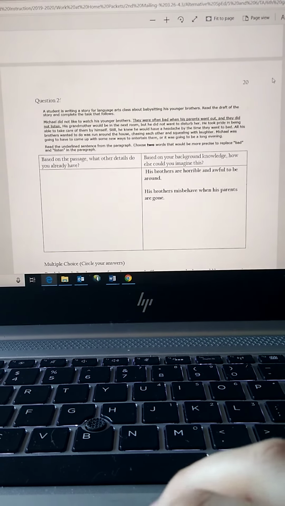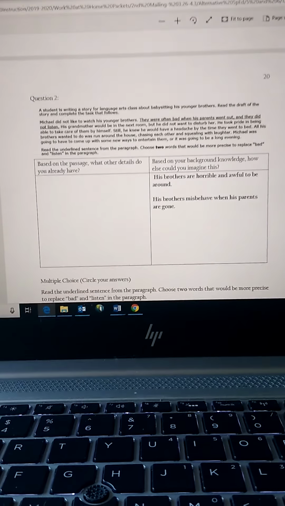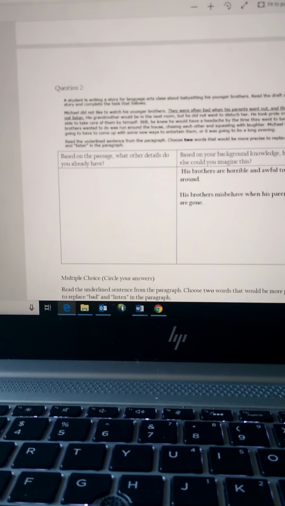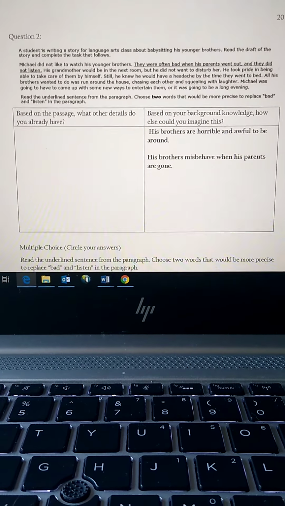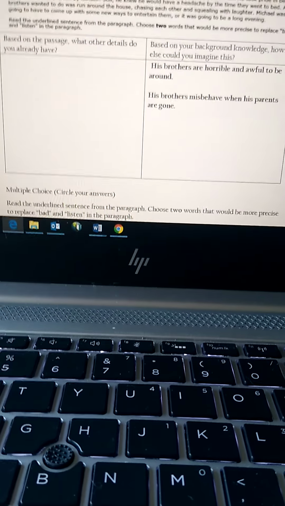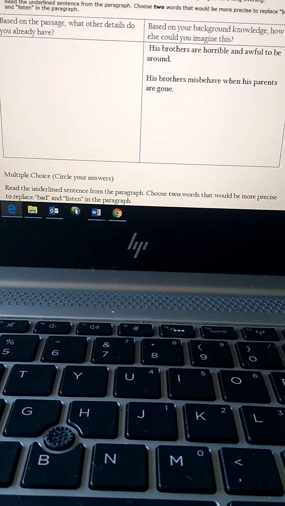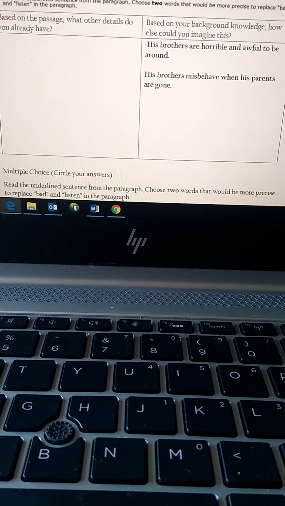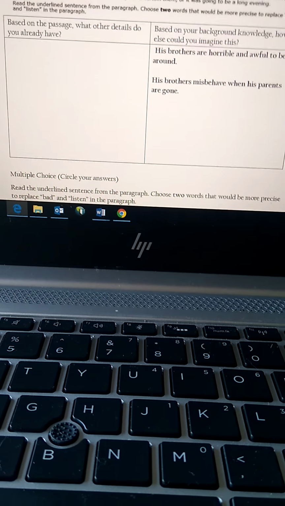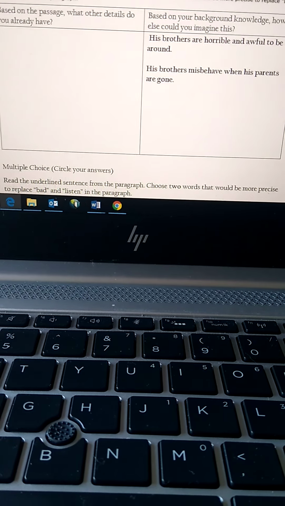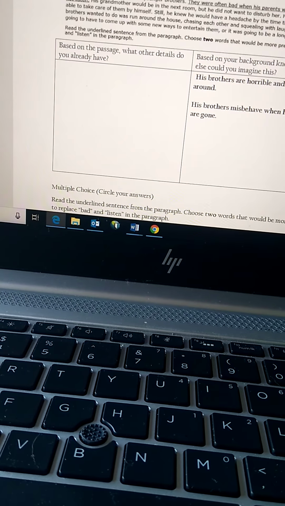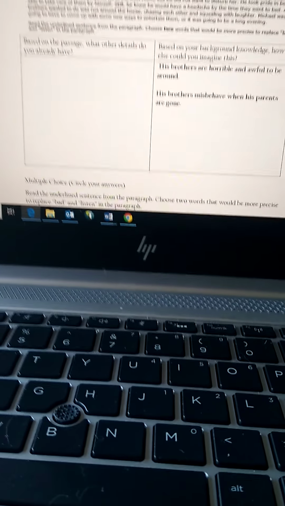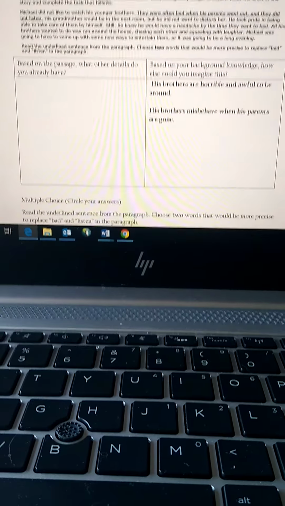Let's go down to question 2. The student is writing a story for language arts class about babysitting his younger brothers. Read the draft of the story and complete the task that follows. Michael did not like to watch his younger brothers. They were often bad when his parents went out, and they did not listen. His grandmother would be in the next room, but he did not want to disturb her. He took pride in being able to take care of them by himself. Still, he knew he would have a headache by the time they went to bed.